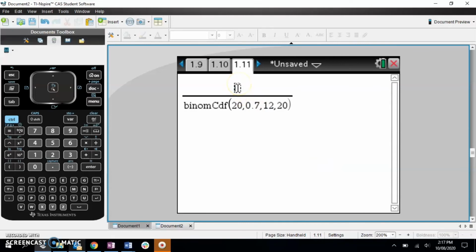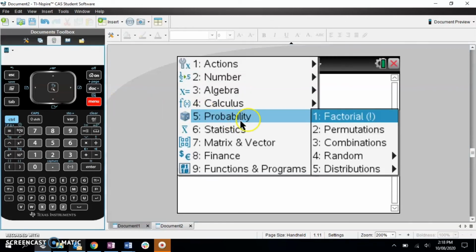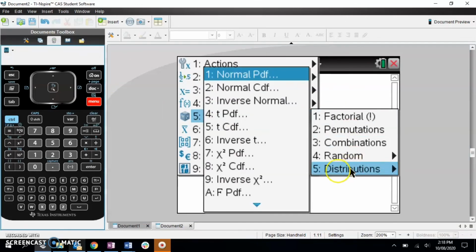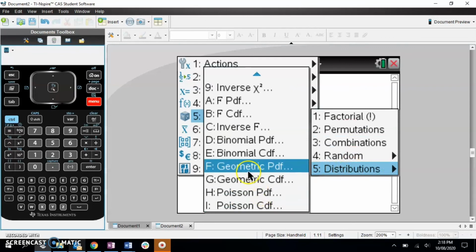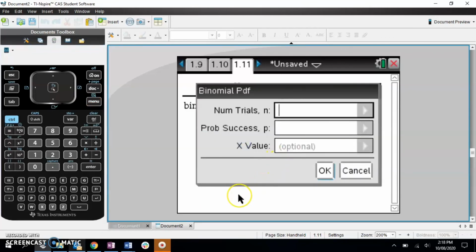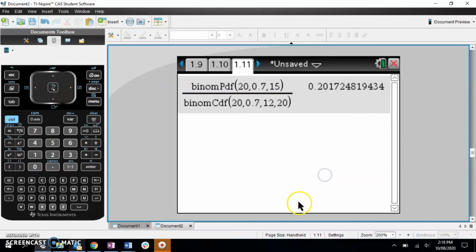We're going to keep going. And up the top, we want to have the probability that he gets exactly 15. So exactly 15 would mean PDF, because it's a specific number. So binomial PDF. We were having 20 trials. His chance of success was 0.7, and we wanted the probability of 15 successes exactly. Cool. So our answer there should be 0.2017, which is E.